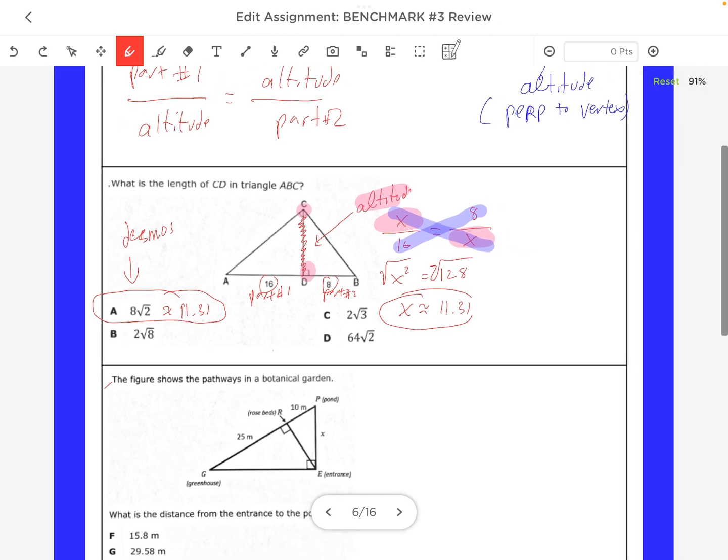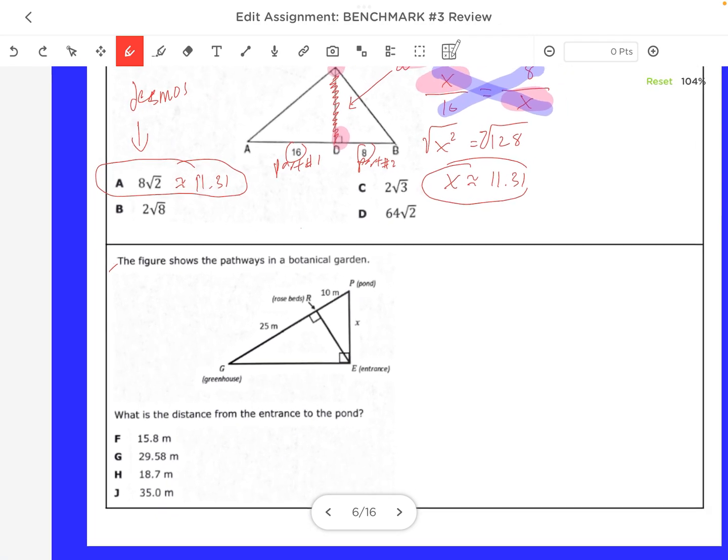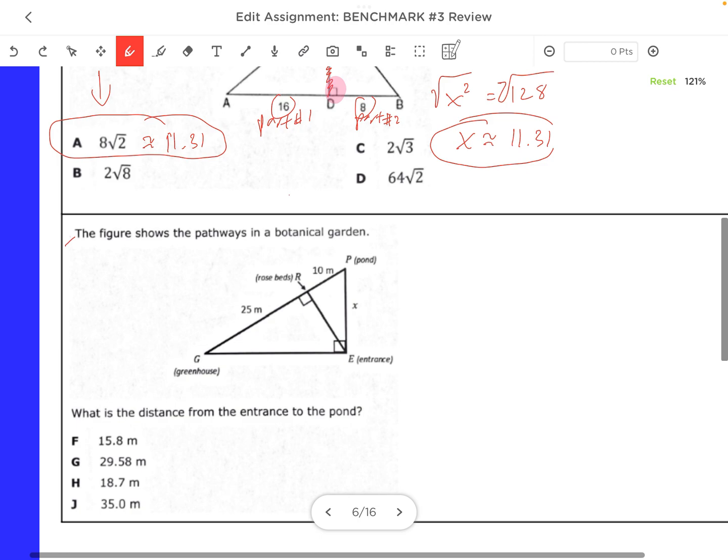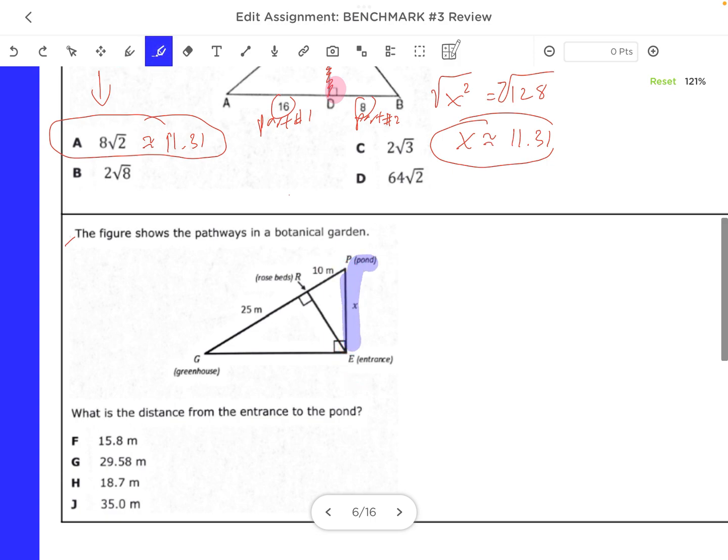All right, so now here's our highest level question out of all these. See what you can do on this, our last one. It says, what's the distance from the entrance to the pond? So this one you kind of have to look over. Here's the pond, here's the entrance, right? So they want us to find this. Well, what information do they give us? They give us this and this.